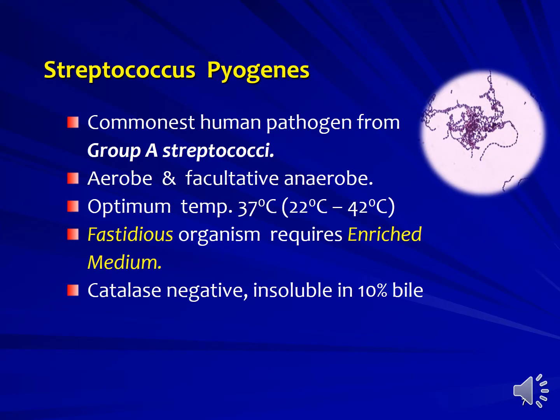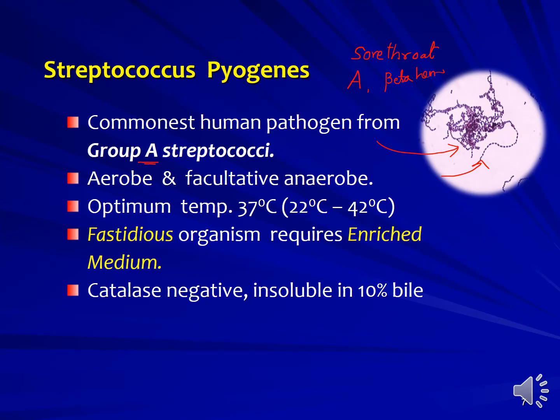The main culprit producing sore throat is Streptococcus pyogenes, as I mentioned already, which belongs to group A streptococci with beta hemolysis. So that is the commonest organism causing sore throat among people. This is the commonest pathogen from group A streptococci, and it is seen in the form of long chains. You can see here the cocci arranged in long chains, and they are aerobes and facultative anaerobes also.